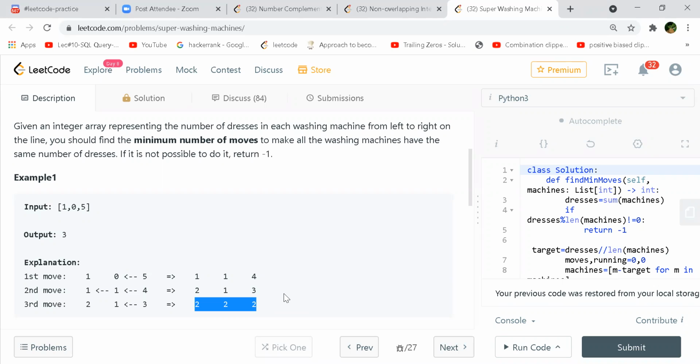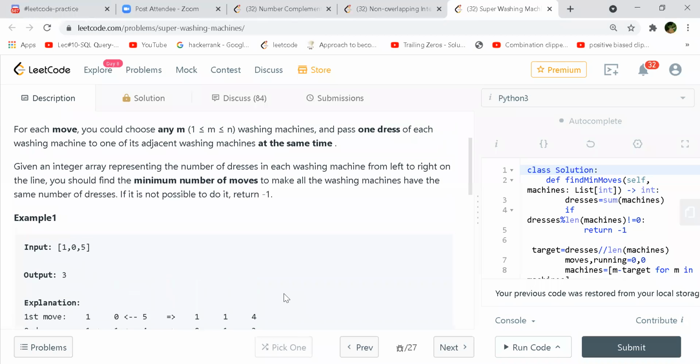Okay. So you are saying in the first move, you are taking one dress from the washing machine which has 5 dresses, moving it to the 0th one. And then the second time, you are again picking from that fourth machine, which has 4 dresses, moving one to the middle one, and that one you are moving to the 0th position one. So it is becoming 2. And in the third iteration, it becomes equal. So they are moved one after another because they have to move only to the adjacent washing machines, right?